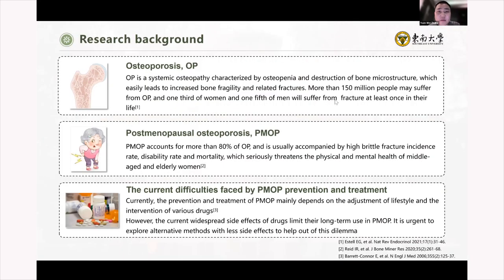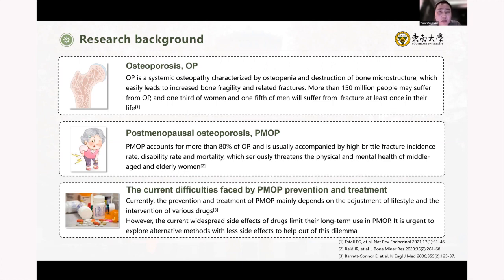Osteoporosis is a systemic osteopathy caused by osteopenia and destruction of bone microstructure, which easily leads to increased bone fragility and related fractures. PMOP accounts for more than 80% of OP, and it is usually accompanied by a high fracture incidence rate, disability rate and mortality rate, which seriously threaten the physical and mental health of middle-aged and elderly women. The current difficulties faced by PMOP prevention and treatment are very serious.